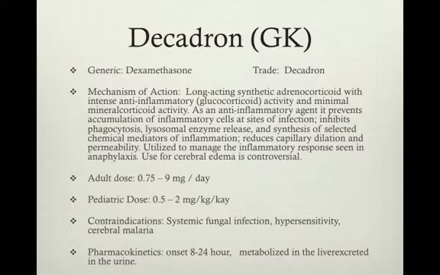Utilized to manage the inflammatory responses seen in anaphylaxis, and also used for cerebral edema, but that actual action is controversial. Adult dose is 0.75 to 9 milligrams daily. Pediatric dose is 0.5 to 2 milligrams per kilogram per day. Contraindications: systemic fungal infections, hypersensitivity, cerebral malaria. Pharmacokinetics: onset in 8 to 24 hours, so this is kind of a long-term effect. Metabolized in the liver and excreted in the urine.